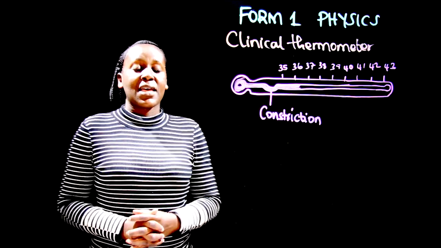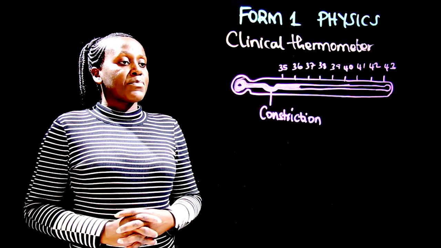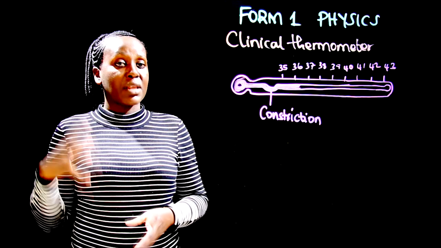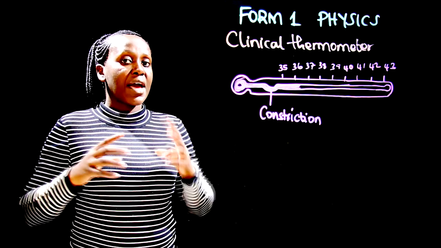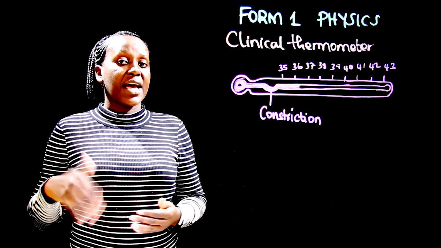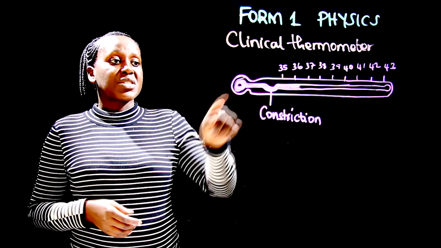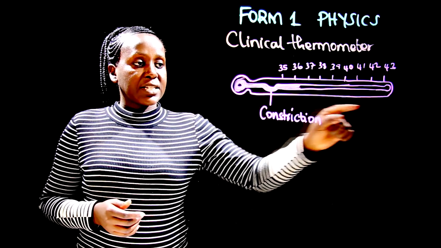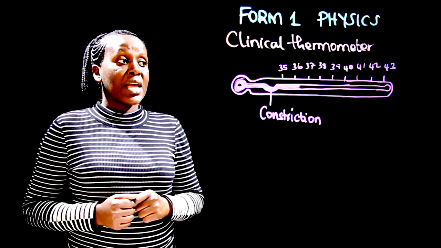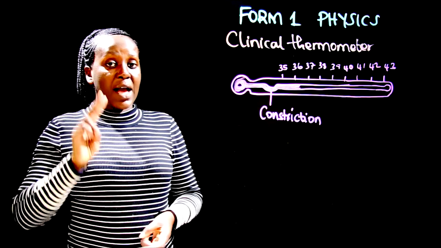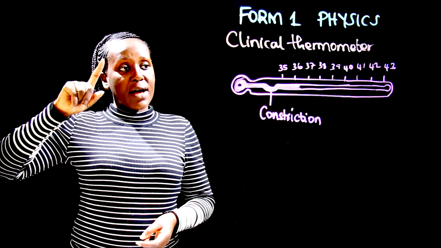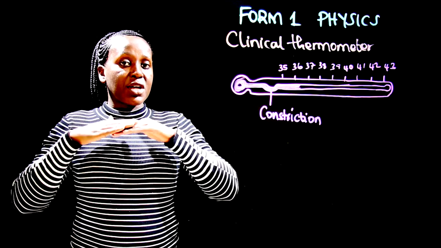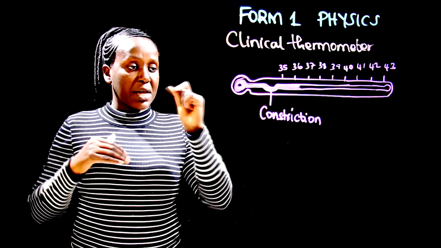took over. So the clinical thermometer has the same features as a common thermometer, but it has two extra features that are not there in a common thermometer. So we still have the bulb, we have the capillary bore, we have the glass stem, and we have the mercury. But if you look at this, you will notice we have two new features. Number one, we have a constriction. Like you can see, the capillary bore is not straight, it is bent.